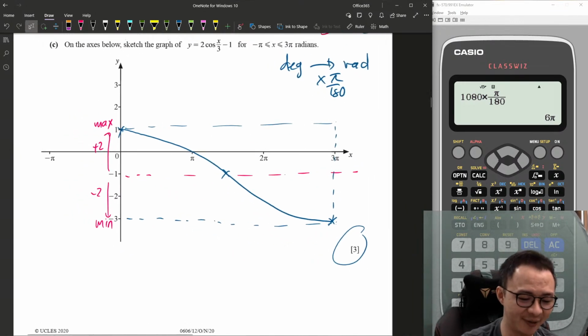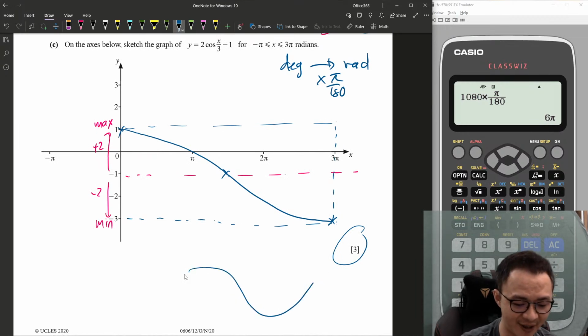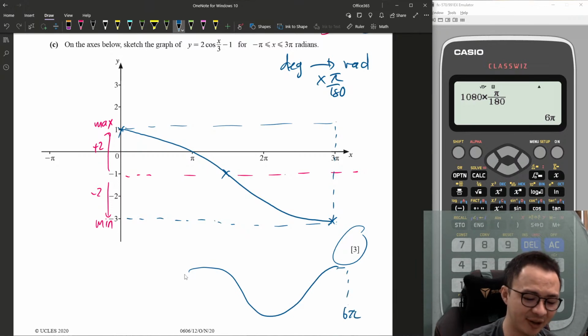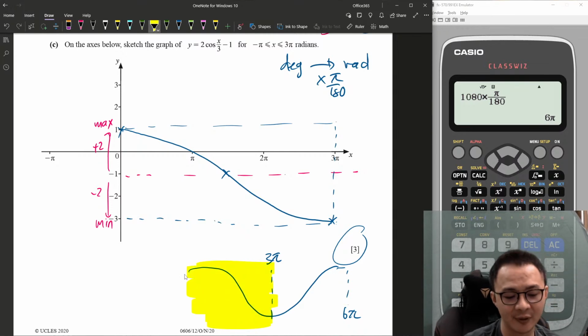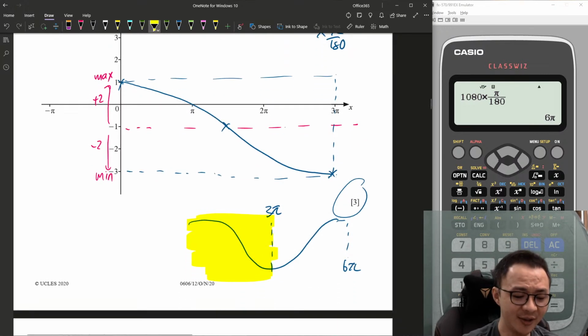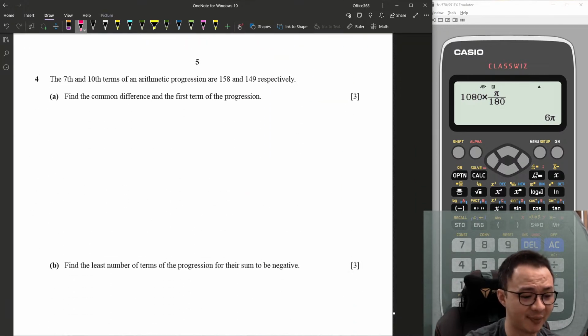So basically, this is a cos graph. Due to 6 pi, the cos graph would literally stop at 6 pi. But because the graph given is only 3 pi, this is the reason why I only draw half of it. So you can see I only draw this part, which is half of it. I didn't draw up to 6 pi because the graph given is only up to 3 pi. So at least you should have some idea here.